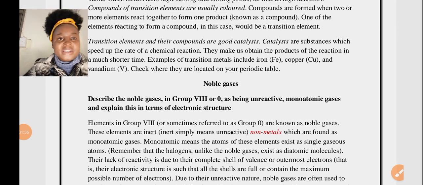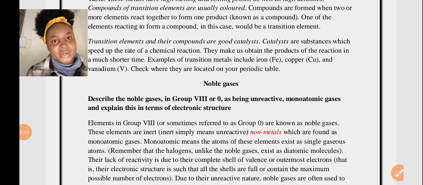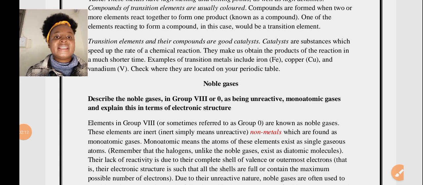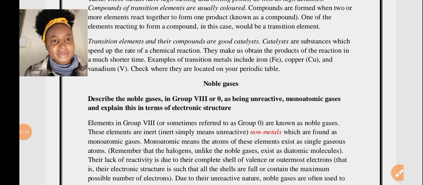You see, when we're looking at industrial processes, most of the catalysts that we are using, not most, all the catalysts that we are using, they are transition metals, right? So these catalysts, what do they do? These are substances which speed up the rate of a chemical reaction. They make us obtain the products of the reaction in a shorter period of time. So examples of transition metals, we have got iron, we have got copper, we have vanadium, and you also need to know their position on the periodic table, which I've already shown you.